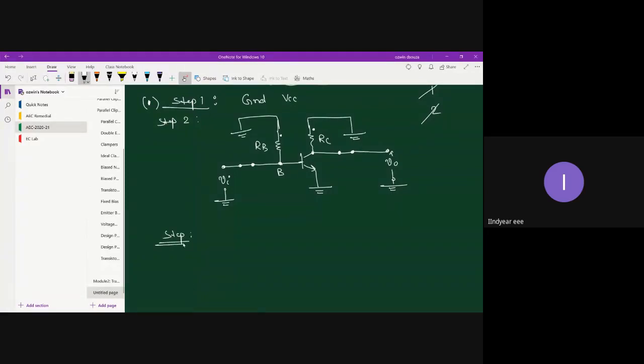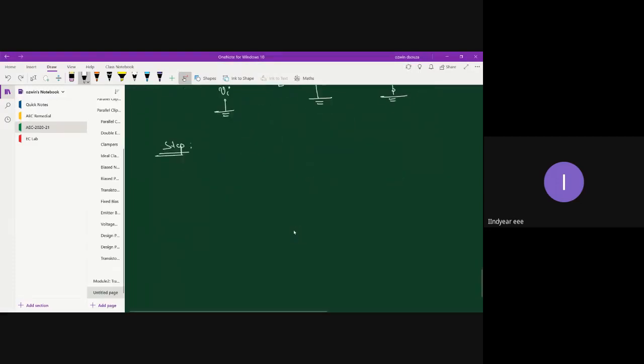So in step three, what did I say? Let us rearrange the circuit in an appropriate manner. That means what we will do is just draw the transistor here. I'll just go down and do it somewhere over here. So draw the transistor symbol as it is: collector, emitter, and base.